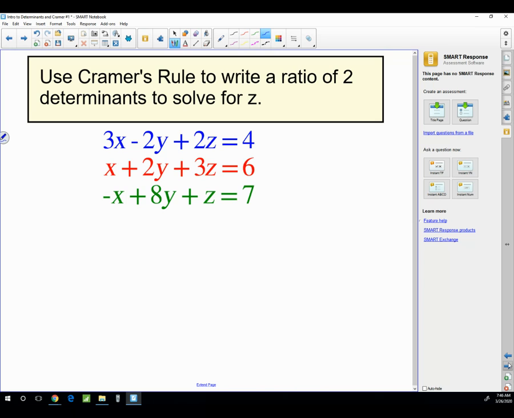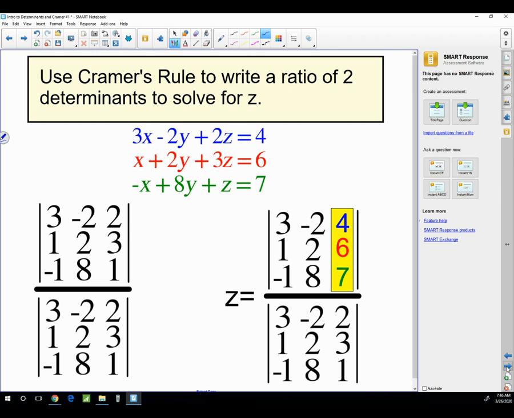All right, so you might want to pause the video and see if you could set that up for the variable z. I think I have it on the next slide. I'm not going to take the time to do that. All right, there you go. Then we kind of want to start with this side. Put them here, copy it to the top, and then take out the z column and replace it with the constants.